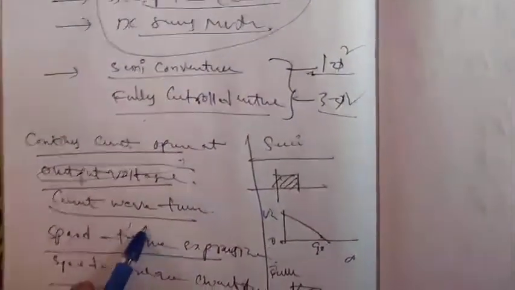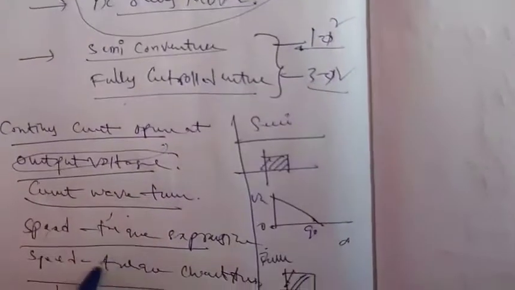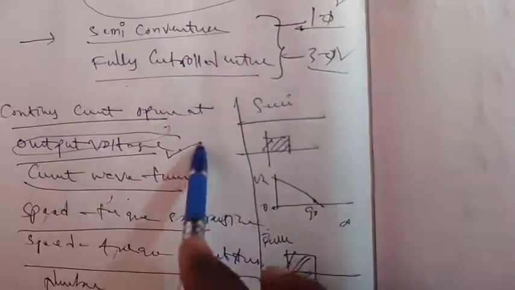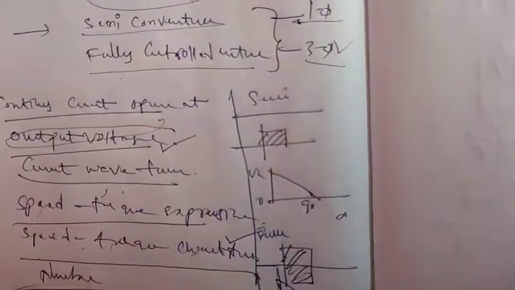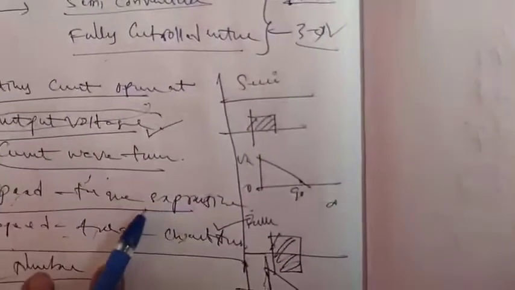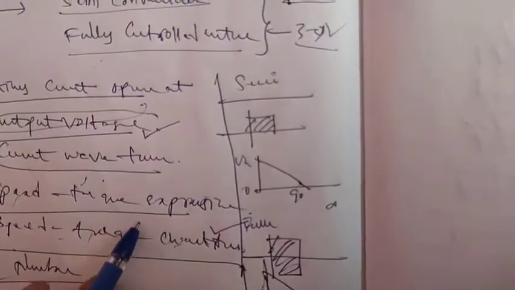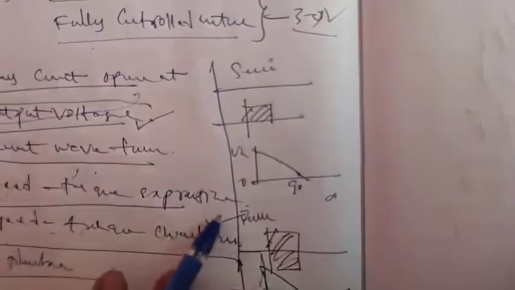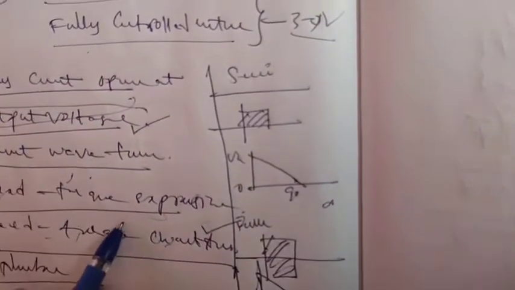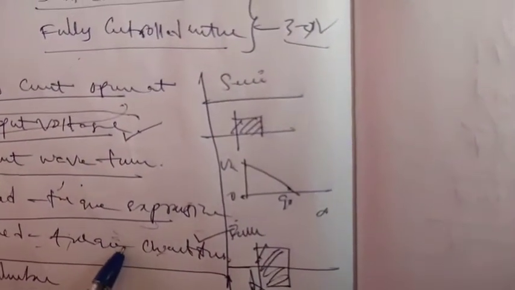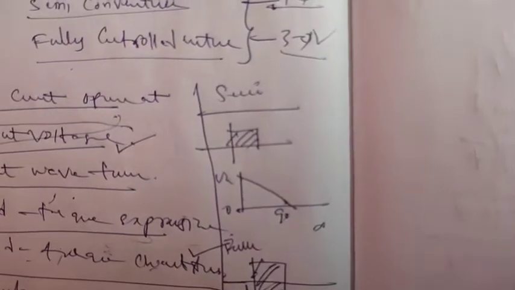The speed torque characteristics and speed torque expressions change when the output voltage changes. The three phase has different expressions and the single phase has different ones. The only difference between single phase and three phase is that with three phase we can operate at more power rating. So this is about the first unit.